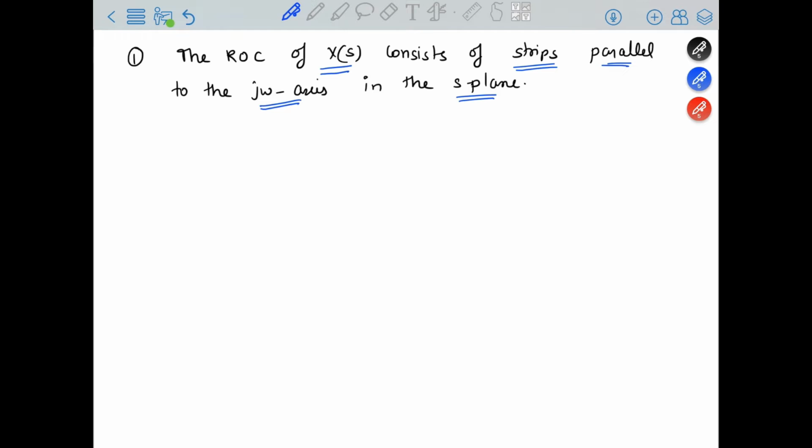So I'll describe them one by one. We have a signal x(t), and its transform is X(s), and we are saying that the ROC of X(s) consists of strips parallel to the j omega axis. We have already explained what the s plane is. Basically s is a value consisting of sigma plus j omega, where sigma is the real part and j omega is the imaginary part. So the s plane consists of two axes, in which the real part is denoted by sigma and the imaginary part is denoted by j omega. This is the j omega axis. We can also call it the imaginary axis.